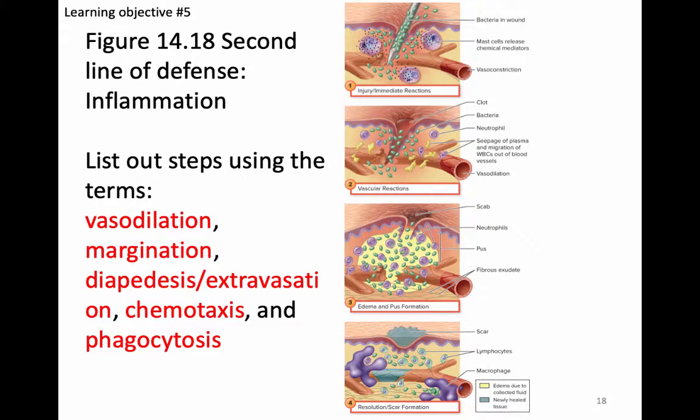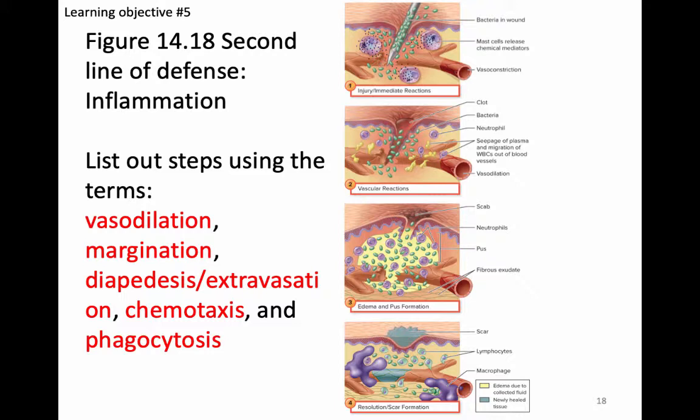Another part of the second line of defense is inflammation. So this is shown in figure 14.18 from your book. We have in step 1 an injury, which introduces bacteria into the host. We have in step 2 the vascular reactions, which we can discuss in more detail with the words listed in red. So in the vascular reactions, we have an initial constriction of the vessels until the wound is closed off to prevent loss of blood.